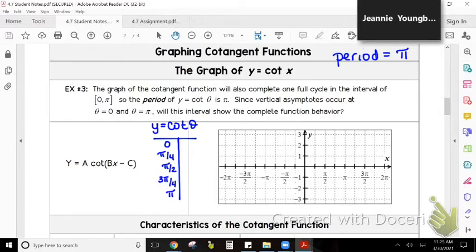Now, we could use those ordered pairs and take our, remember cotangent is x over y, and that would give us our y values, okay? But I'm going to tell you for 0, when I take x over y, we're going to get undefined. At pi over 4, when I take x over y, we're going to get 1. At pi over 2, we would get 0. At 3 pi over 4, we'll get negative 1. And at pi, we will find it's undefined again.